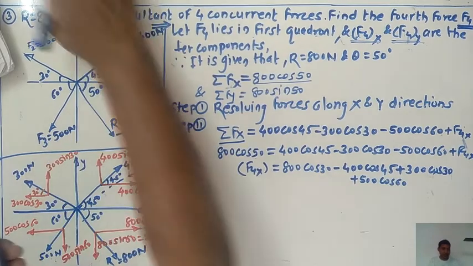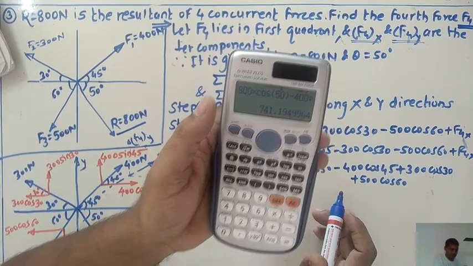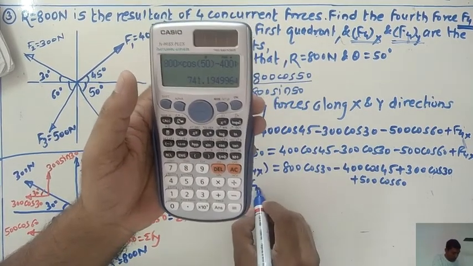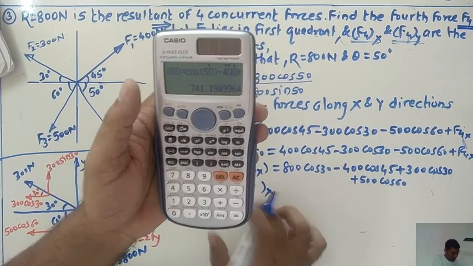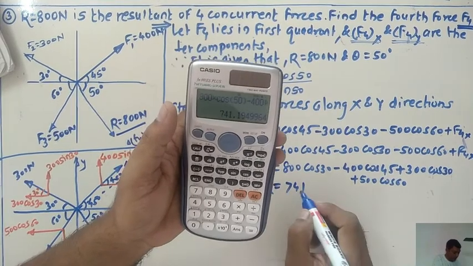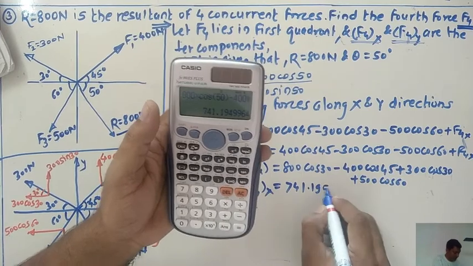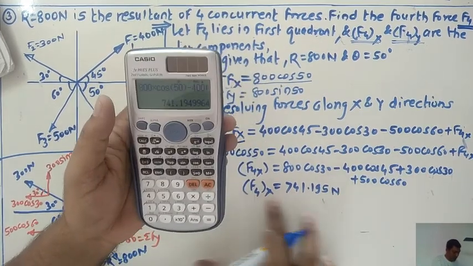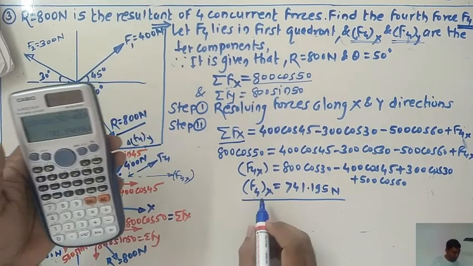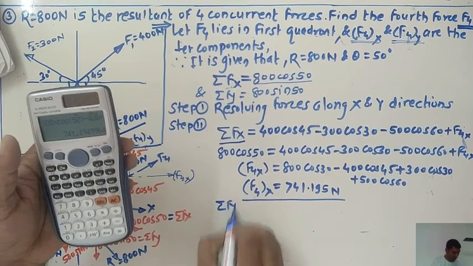Again, now see, after calculation, we found the value for this one, f4x. The component of this fourth force along the x direction is nothing but 741.194. Okay, here I'll just make it 5. Okay, Newton. So once the information regarding the component along the horizontal direction is found, move towards the next one, summation of Fy equals to.